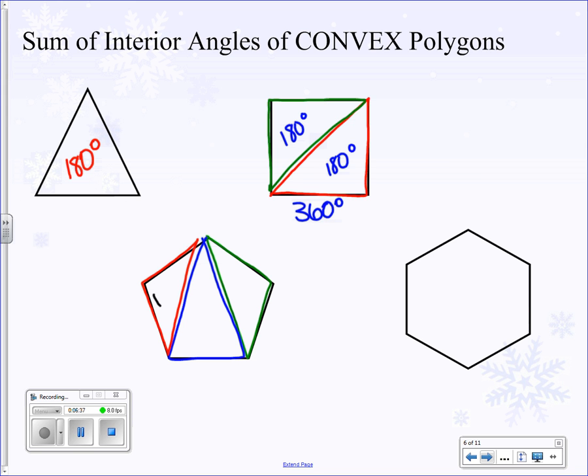We know each triangle has a sum of 180 degrees, which means that the total sum of interior angles on our pentagon, any pentagon as long as it's convex, is 180 plus 180 plus 180 degrees, or 540 degrees.